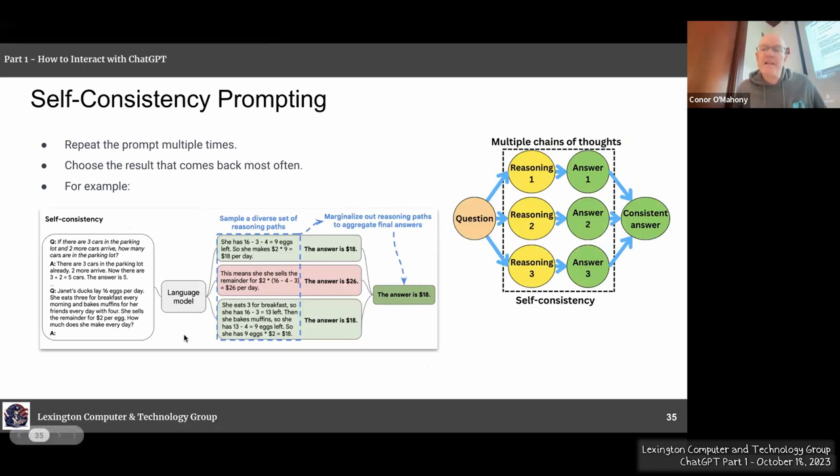Self-consistency prompting. This is an approach where essentially you just ask the same thing a few times and you get a few outputs back, and you make sure they're consistent, or you choose the one that's most consistent. So again, it's just another approach. It'd be very verbose if you were doing it yourself while typing in ChatGPT. But if you're programming, of course, let me do this a few times and make sure I'm not getting that one situation where it gets it wrong.